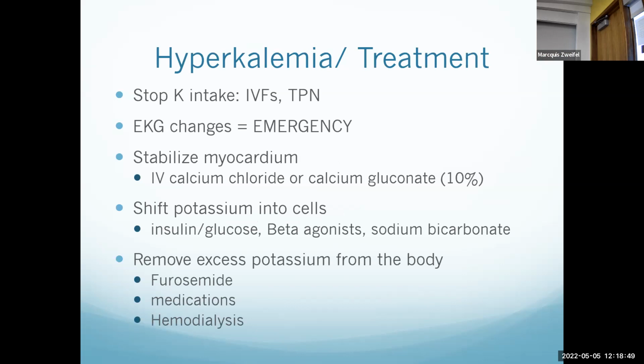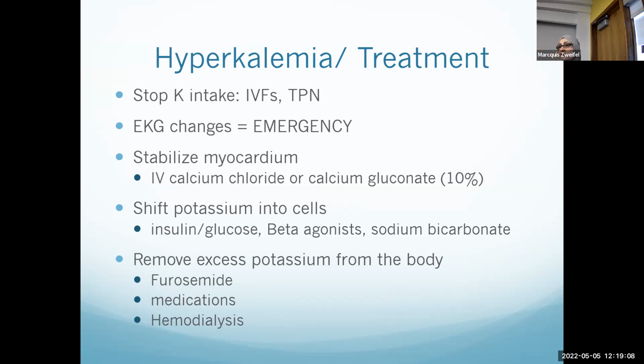Hyperkalemia treatment, again, stop the potassium intake. EKG changes is an emergency. We want to stabilize the myocardium. So I asked all of you a minute ago with the case, and you almost all said I'm going to give them calcium gluconate, appropriately, because you're trying to stabilize the myocardium. That's what you're doing with calcium gluconate, okay?